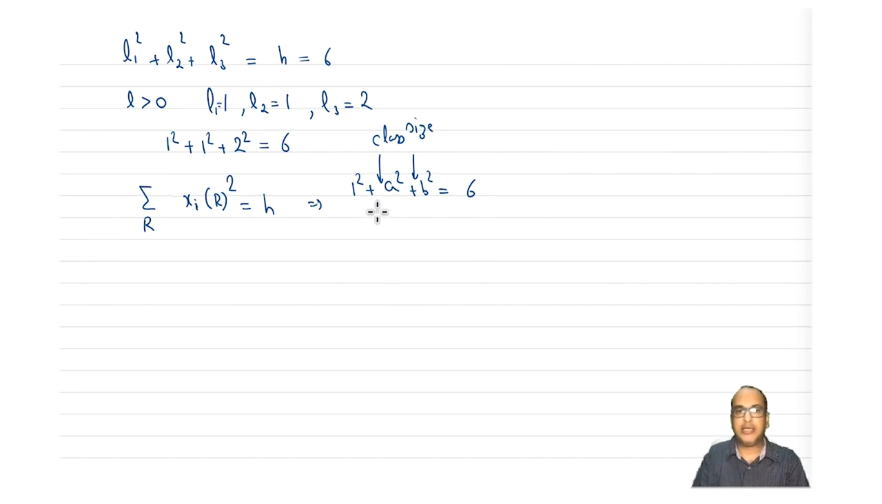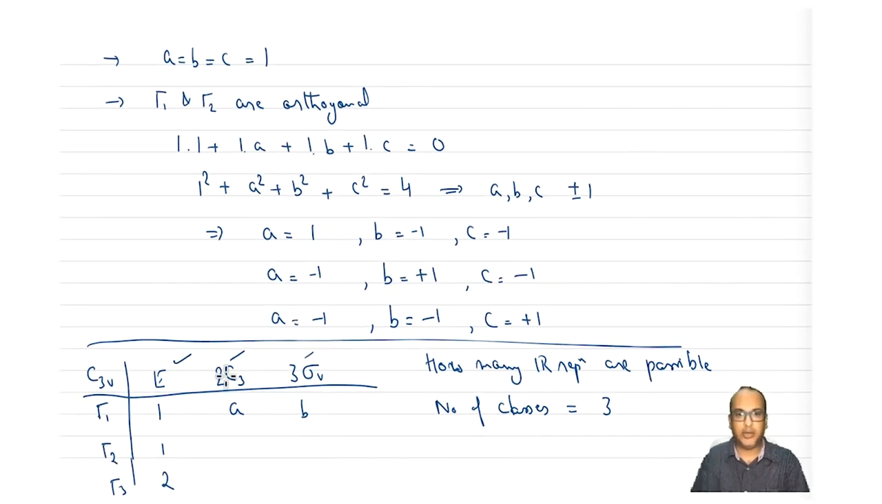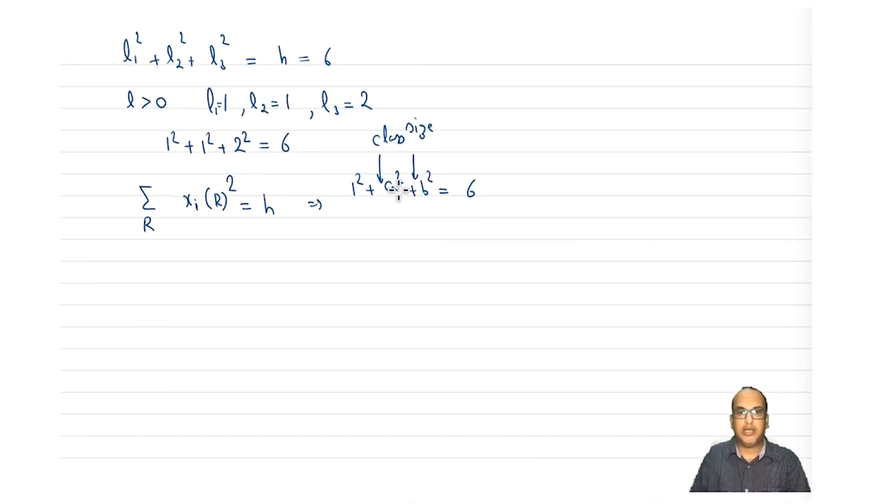So what is the class size here? Class size is 2 here and 3 here, right? So we are multiplying with class size because we have to take summation over all R. And if we are doing only 1 square plus A square plus B square, this is under E, this is under C3, this is under sigma V1. So we have not considered C3 square and sigma V2 and sigma V3. So we have to multiply this. So 1 square plus 2 into A square plus 3 into B square will be equal to 6.